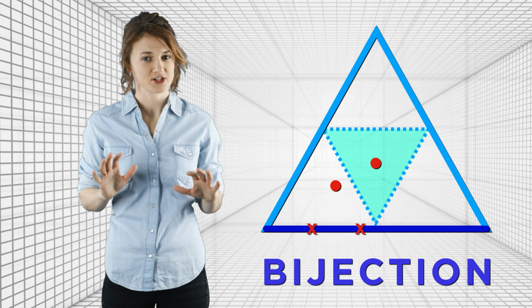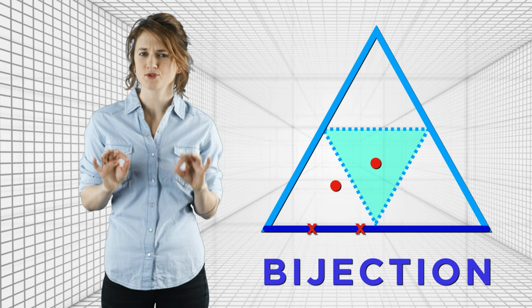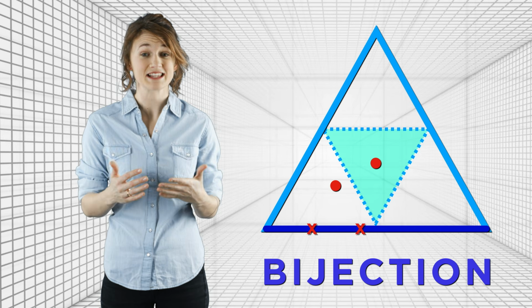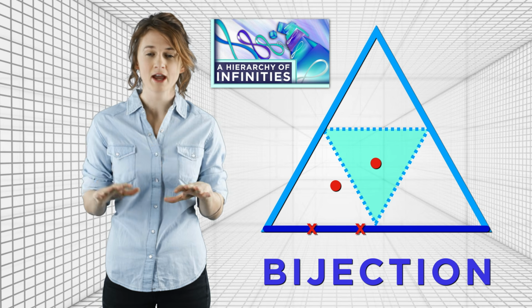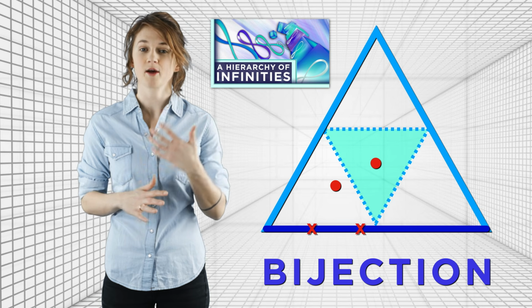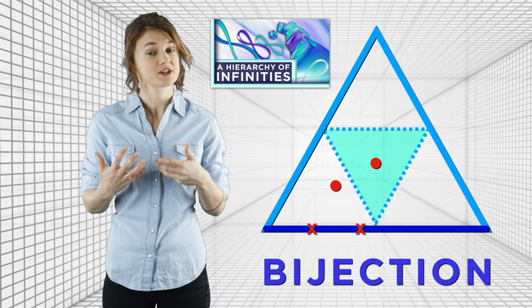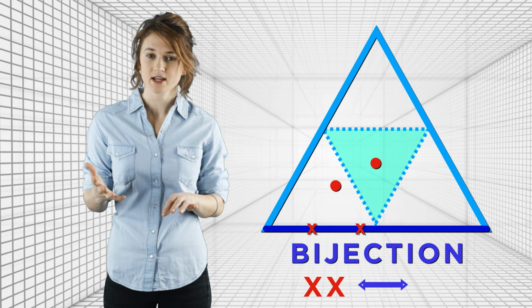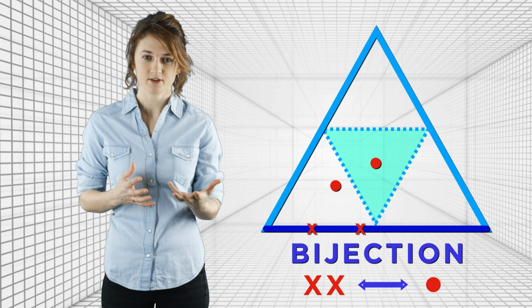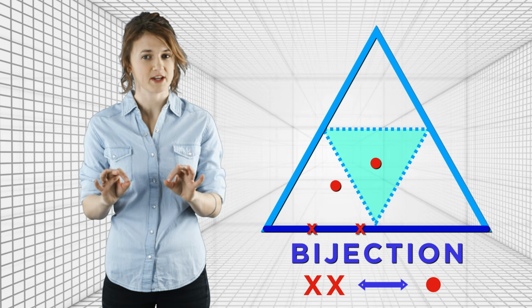This is a bijection, an extremely useful math tool that we talked about at length in our hierarchy of infinities episode. Bijections are a way of pairing objects in one set with objects in another set in order to compare them. In this case, we've paired up all the ways to break the stick with all the points in the triangle. Here's the key observation.